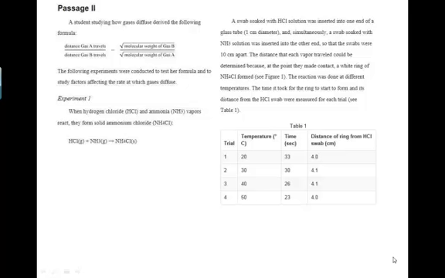Typical science passage. A student studying how gases diffuse derived the following formula. Some formula. The following experiments were conducted to test your formula. Study factors affecting the rate at which gases diffuse. Now there's an experiment. Hydrogen chloride, ammonia, vapors react. Chemical equation. I'm really losing interest. Technical stuff. I really don't understand.